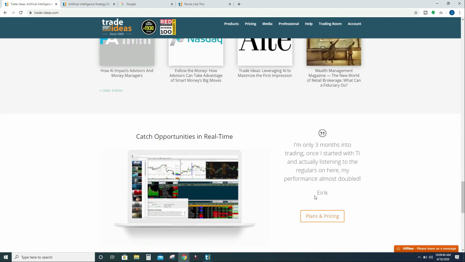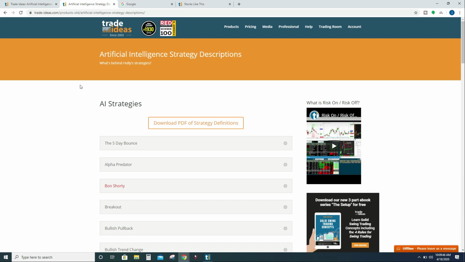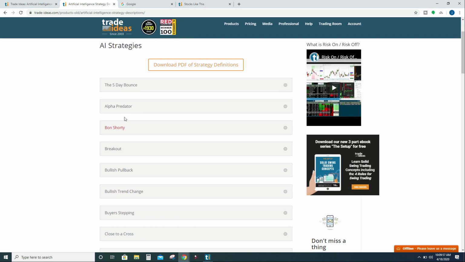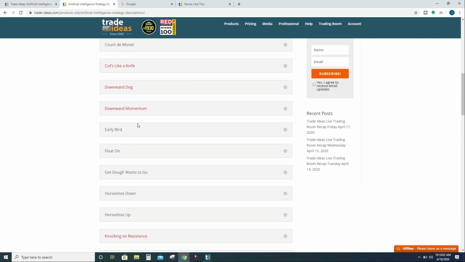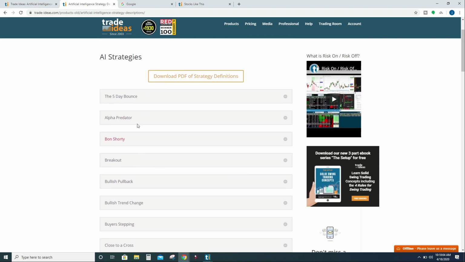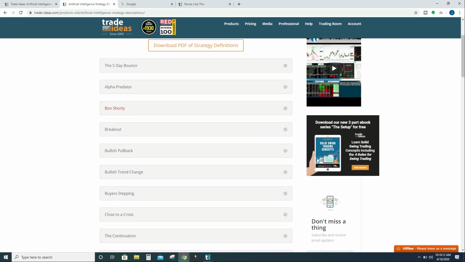All right, so let's just briefly go over their artificial intelligence. What they have is something called the Holy Grail. It's like this artificial intelligence strategy that has pre-configured strategies. So these are all the strategies that it looks for in the market, and then it automatically takes trades based on that. So if you're into AI trading, this is probably something you want to check out.